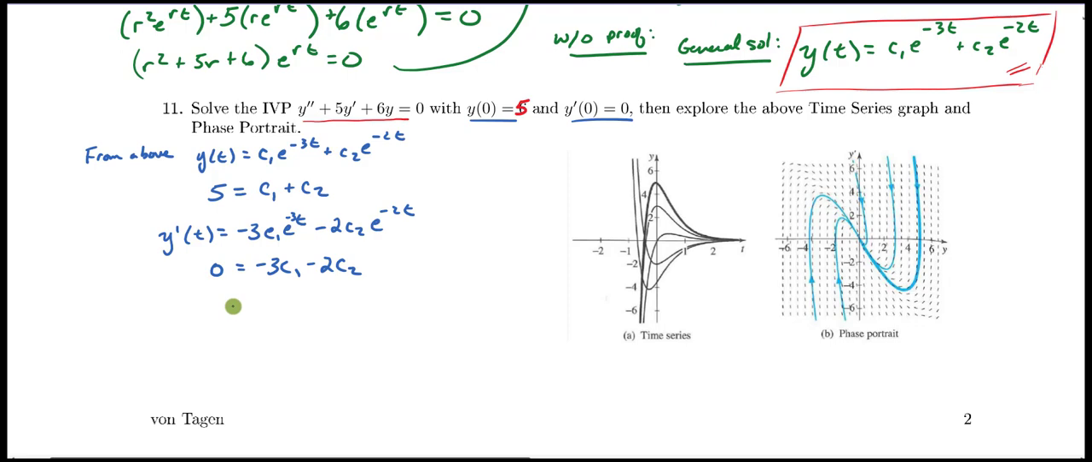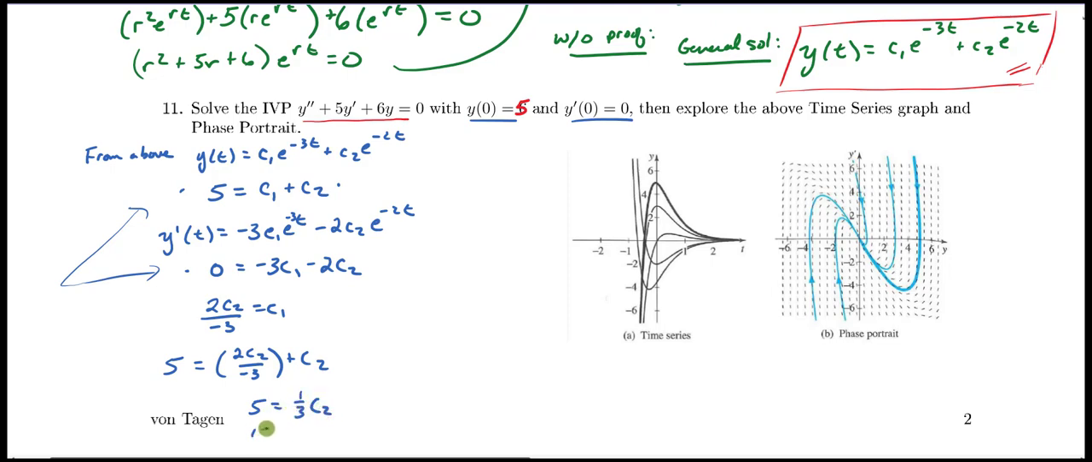And now we can go ahead and solve this system of equations for c1 and c2. I'm not scared as I go about solving this system of equations. I know there will be a solution, because the existence uniqueness theorem guarantees there will be. So let's take the second equation and solve it for c1, and we get 2c2 divided by negative 3 is equal to c1. And then if I plug that into the original equation, we have 2c2 over negative 3 plus c2. So plugging it in, we can solve for c2. This gives me 5 is equal to 1/3 c2, or 15 is equal to c2.